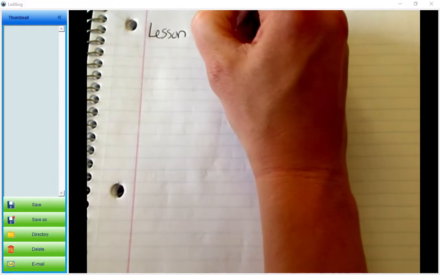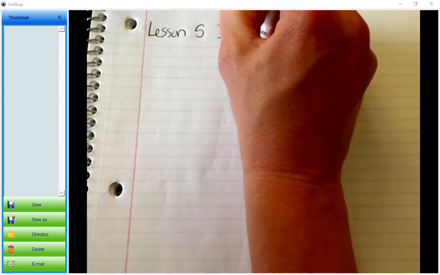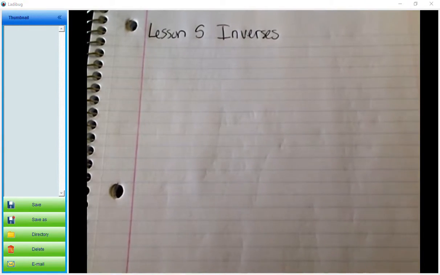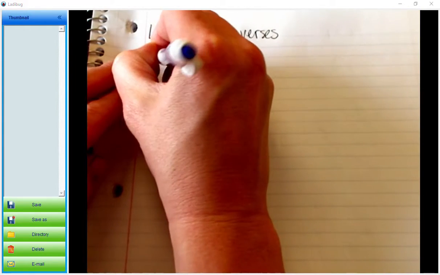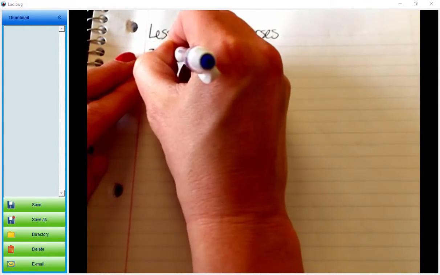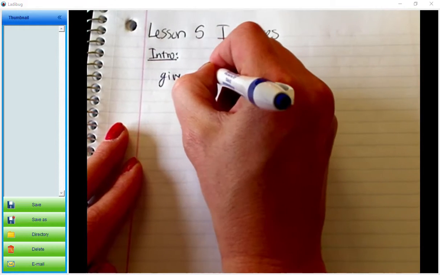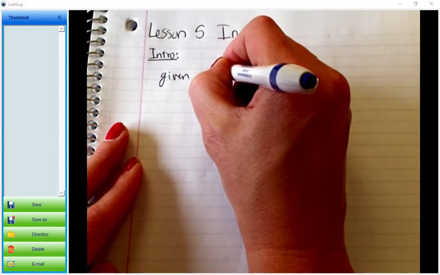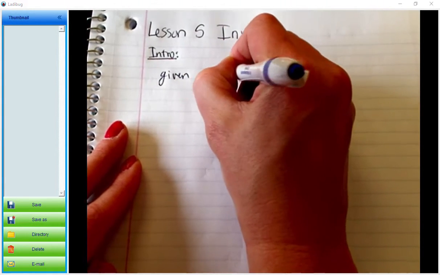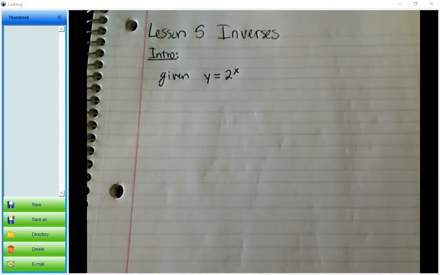Lesson number 5. Inverses. So we're going to do a little introduction. Given y equals 2 to the x. Okay, super simple, exponential.